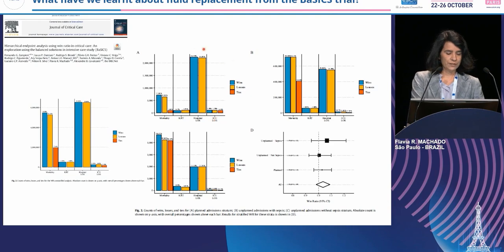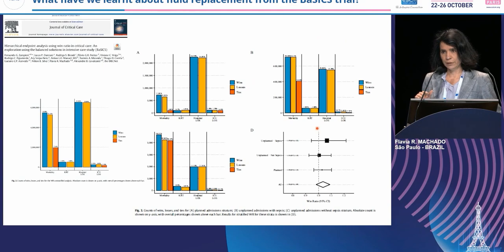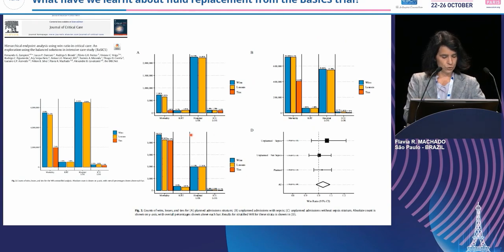So here we are seeing the planned admissions, where most of the elective patients were. And here is the group of interest for this lecture, which is the unplanned admissions with sepsis. This is the unplanned admissions without sepsis. And in none of these groups were we able to show a difference in the win ratio between the groups.